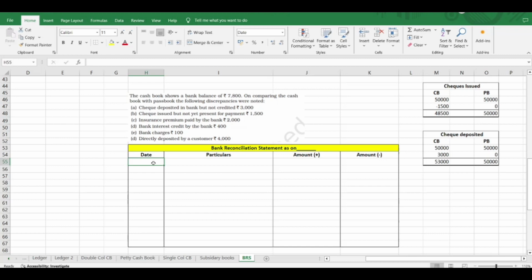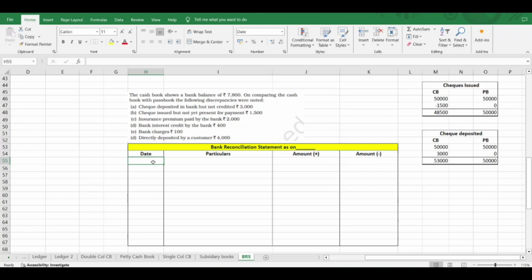Welcome to Revision Time. We are studying Bank Reconciliation Statement, Accountancy Class 11. In our previous video, we rectified and verified our passbook and cash book, and we prepared a bank reconciliation statement. Today, we will be looking into yet another similar problem, and we will be rectifying our cash book and passbook and preparing our bank reconciliation statement.